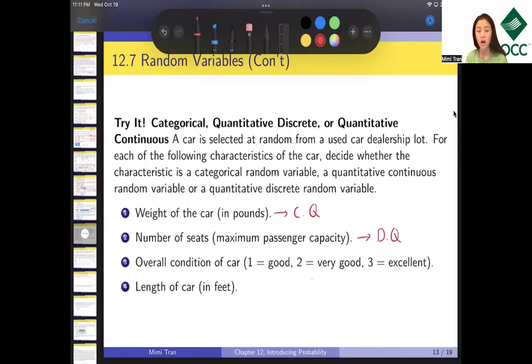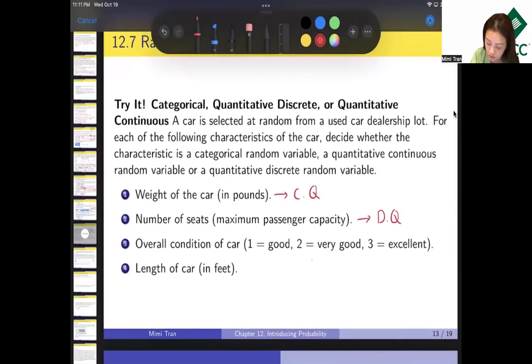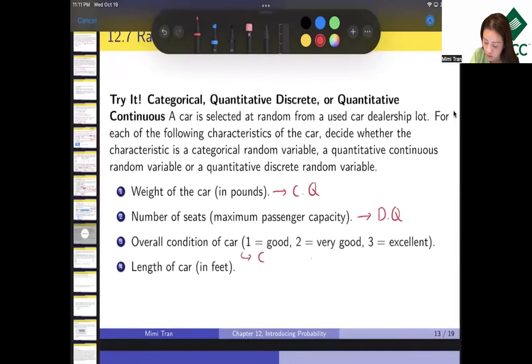Overall condition of a car. 1 means good, 2 means very good, 3 is excellent. So 1, 2, 3 here is just a number assigned for the quality of the car. It's not something that you can take the average of. Well, you can take the average, but it does not mean anything, right? So this right here, number 3, is certainly categorical. Categorical, quantitative. Remember what I said before?